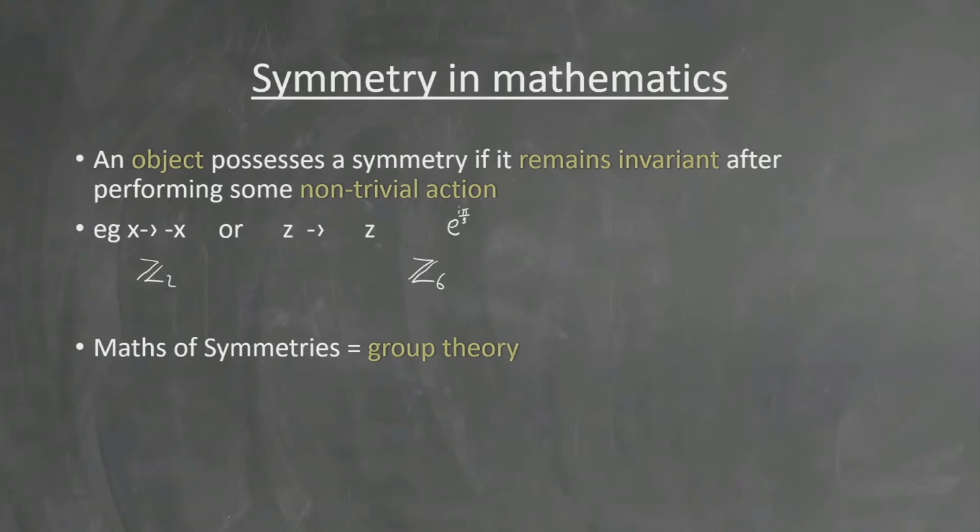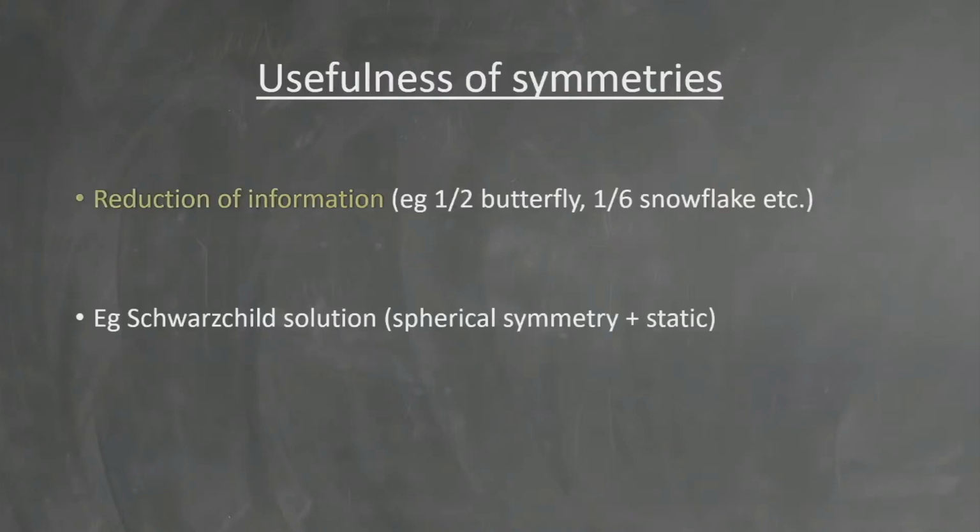More generally, we just say that there's a symmetry in mathematics if you have some object which remains invariant after you do something to it. Of course, there are many uses of symmetries, but fundamentally, it just reduces the amount of information that you need to put in. So there are 2 examples there. I only have to have a sixth of space to do the snowflake thing.